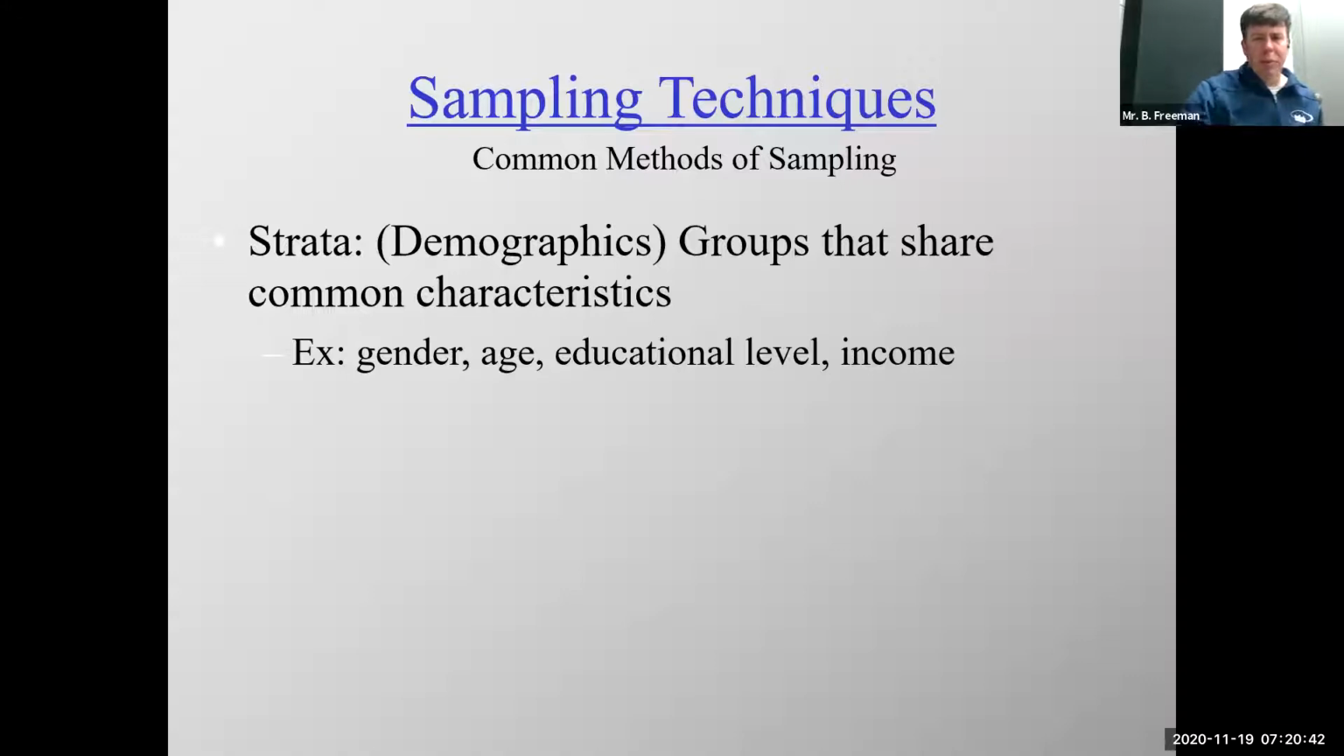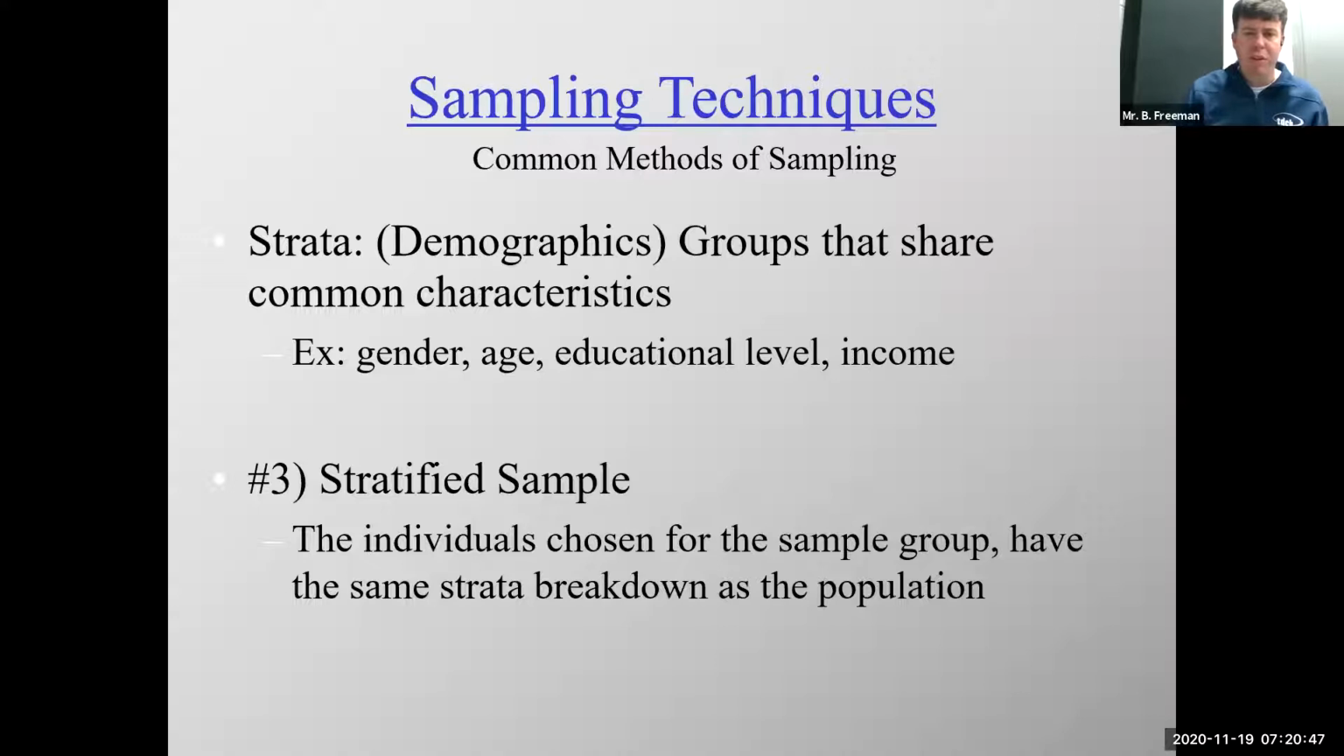The third method, we have to just do a quick review of another term first. Your third method is called the stratified sample, but let's look at what the word strata means. Strata just means to divide by type or to sort by type. The word that's used more in data management here is demographics. And so what you're doing is taking your entire population and grouping them based on common characteristics.